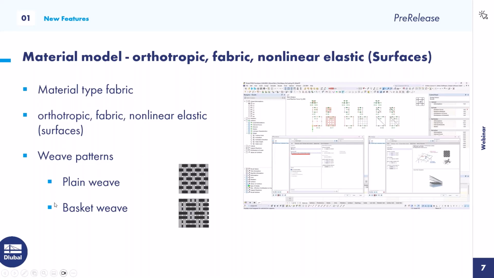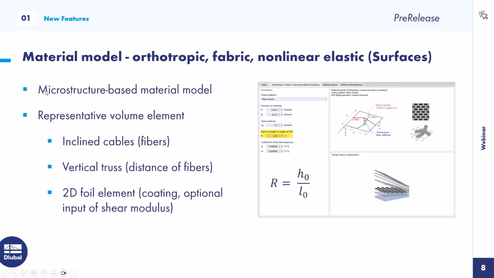And this is meant mainly for 2 weave patterns. So if your membrane has a plain weave, which is symbolized like this, due to the production, this model is going to represent it with some element in the background, or if it's a basket weave like this, there's also some representing element model in the background. Some more information on this material model. This is a microstructure-based material model, and in the background there's a representative volume element, as you can see in a sketch over here.